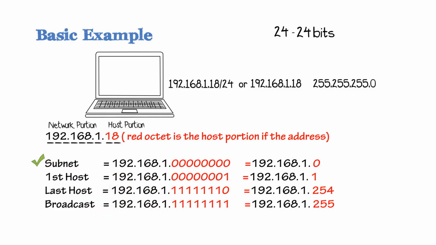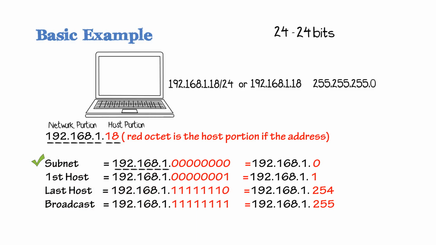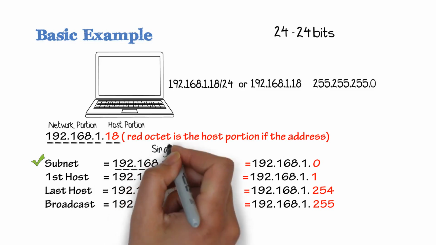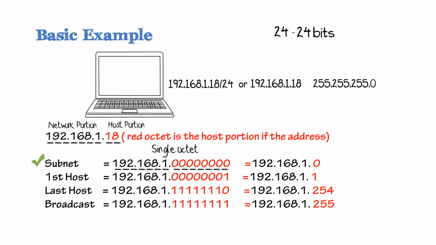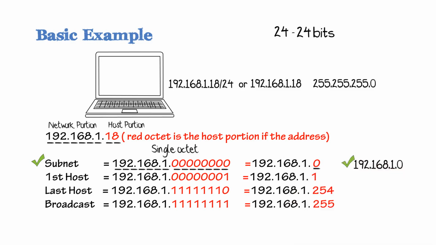So the subnet is equal to 192.168.1 dot, and if you remember back to our rules, to get the subnet, you fill the host portion of the address with binary zeros. So this is a single octet, so 8 binary zeros need to fill that host portion. If you convert 8 binary zeros back into decimal, you'll get the value 0. So the subnet is 192.168.1.0 for this specific IP address.